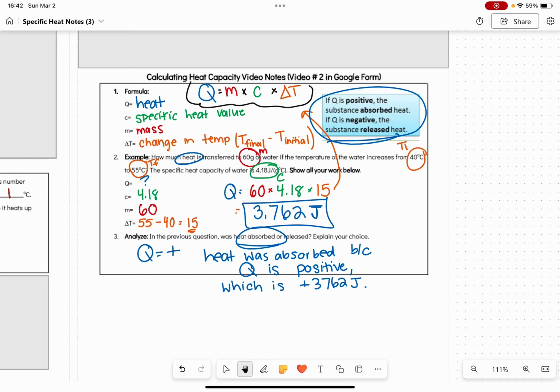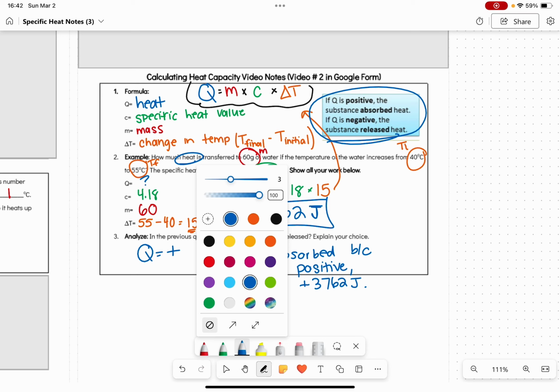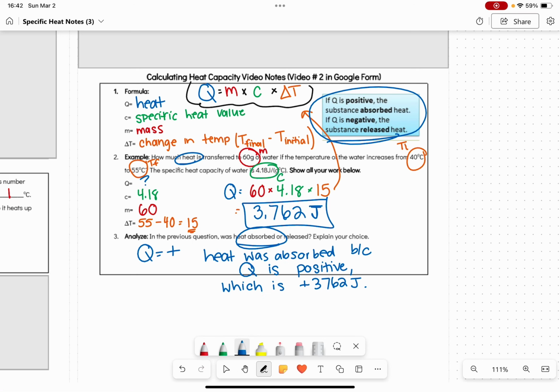Okay, so you are going to use this formula and this way to solve it to do the next two questions on your paper. You need to make sure you are showing all of your work, and then you are going to just type your final answer into the Google form. So if my answer was 3,762, my answer that I'm putting in the Google form would be 3,762. I would not put anything else. Don't put the comma, don't put the unit. Okay, and then you are going to determine whether energy or heat was absorbed or released after you find your answer.